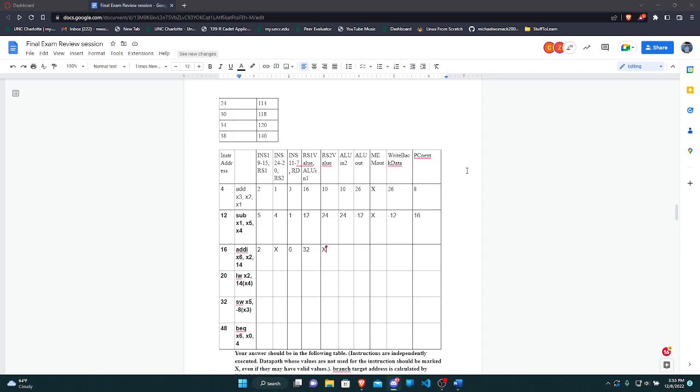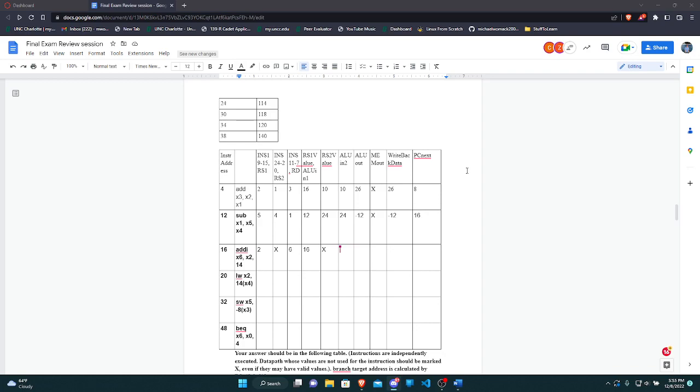So let me see if I'm doing this right. Oh no, my bad. I was looking at register number 3 that contains 32. In this case the RS1 value is actually 16. Okay.